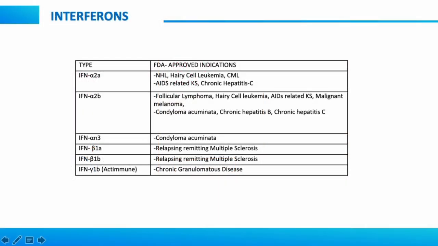Now let us look into the uses of interferons. What is the method of administration of interferon? Can we give it orally? No. Interferons are inactive orally. They are given either IM or IV, but the latest pegylated forms are for better action, longer action, better half-life.